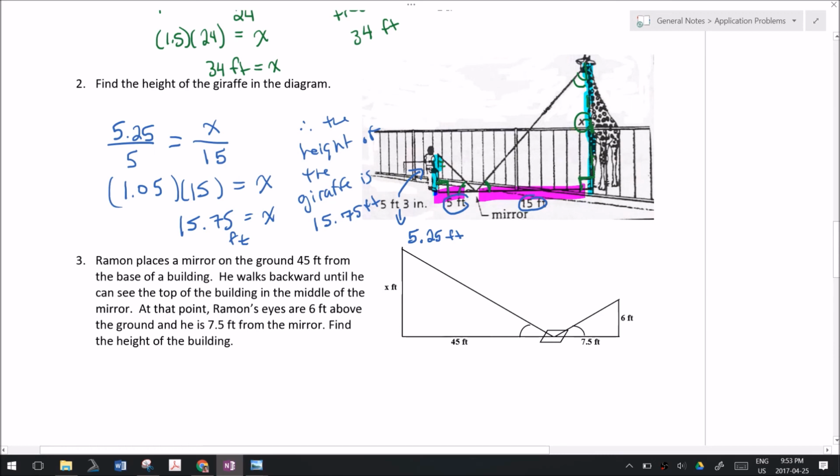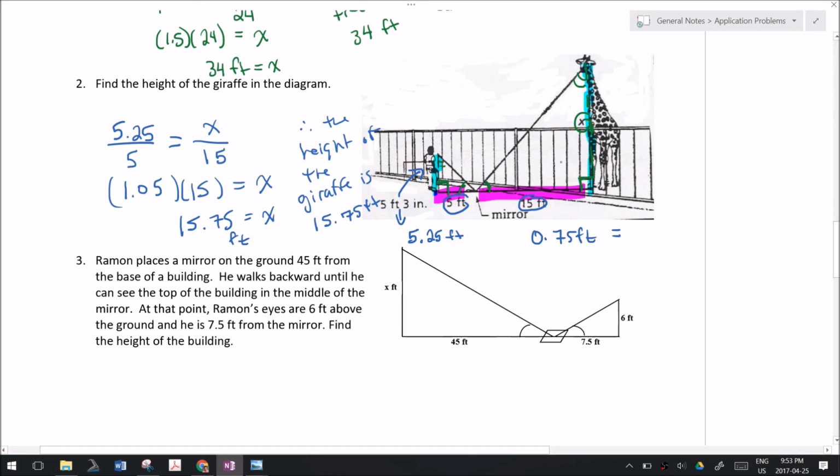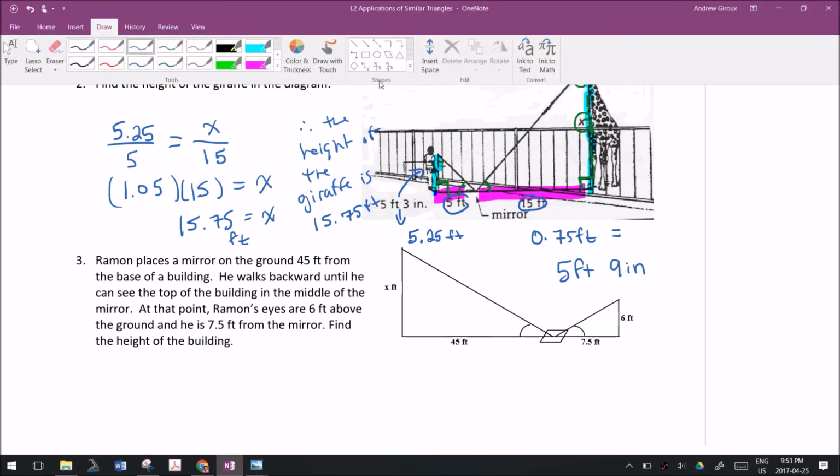Now if I wanted to convert it back to the measurement like I originally had, 0.75 feet, so 3/4 of a foot, is going to be equal to 9 inches. So we're going to get 5 feet 9 inches. You don't really need to worry about the unit conversion here, but we'll talk about that for our summative activities, so it's just good practice. So if you wanted to be technical here, you could say that the giraffe is 5 feet 9 inches tall, or you could say 15.75 feet. So remember that 9 inches is the same thing as 3/4 or 0.75 of a foot.